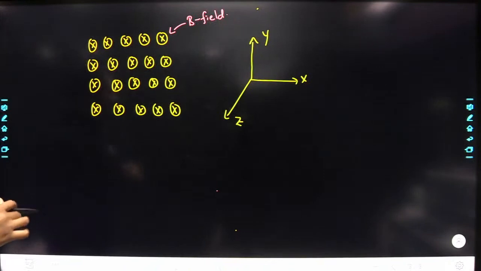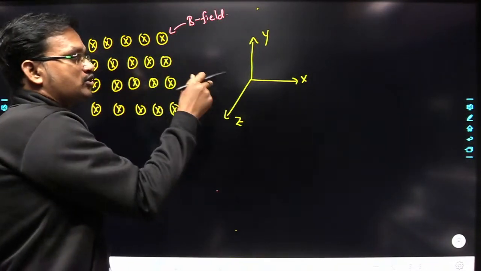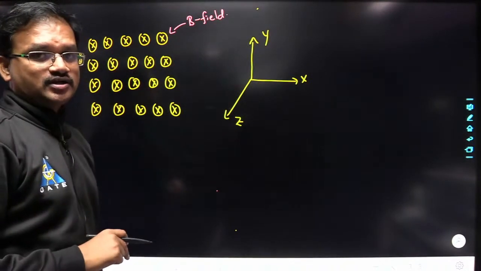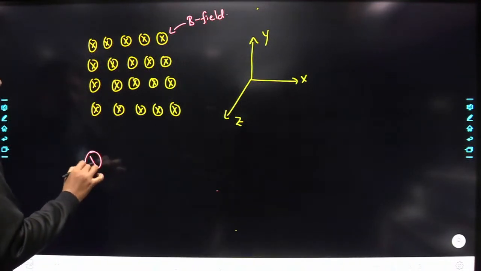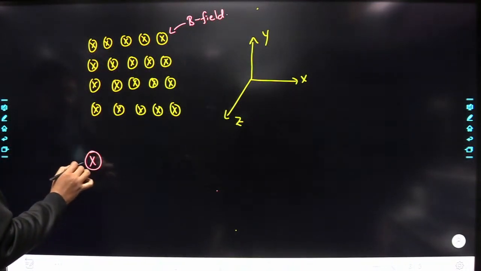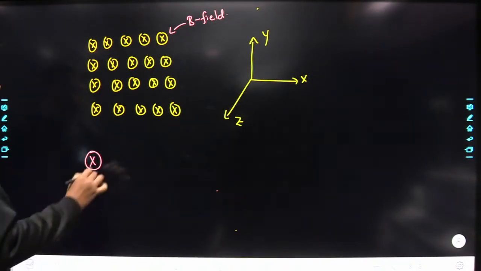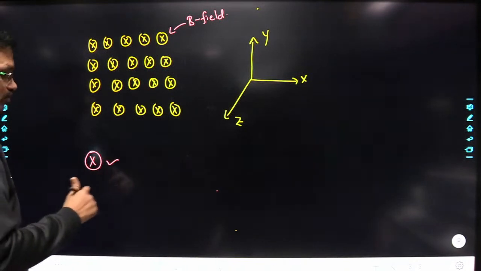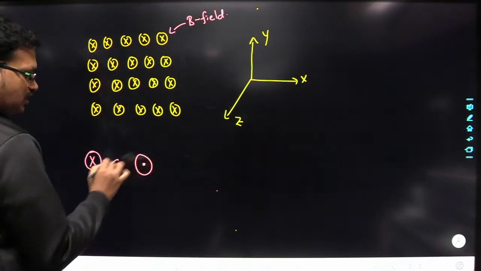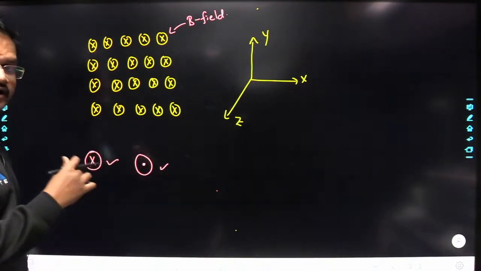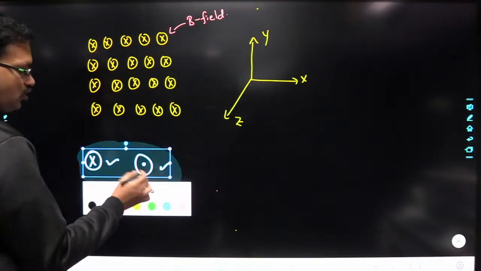Now here the B field is pointing into the board. Into the board means which direction? It is pointing in negative z direction. Yes or no? I hope you know this notation. If you enclose a cross mark with a circle, it represents the vector is pointing into the board. If I represent a dot and enclose it with a circle, then it represents the vector is pointing out of the board. Yes or no? I hope you know these things.